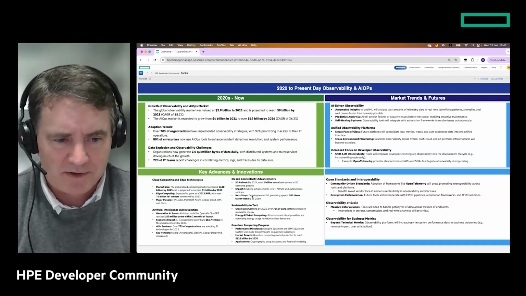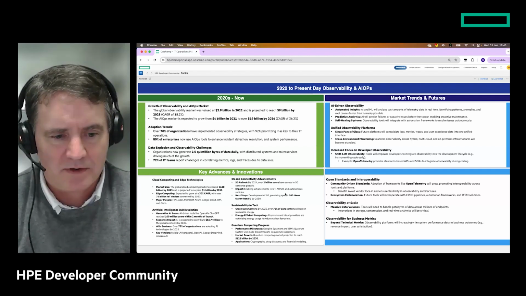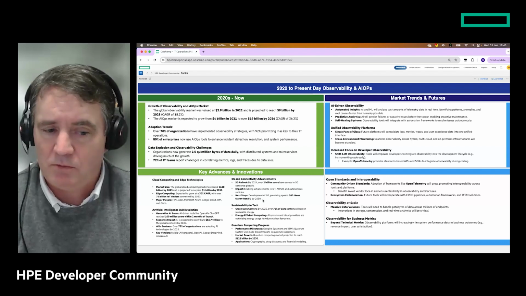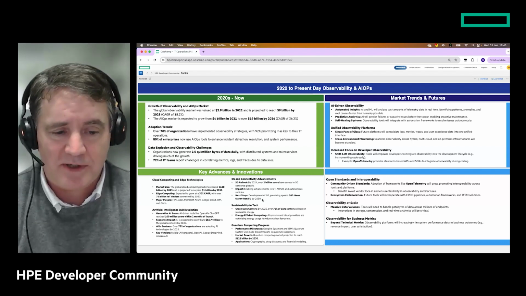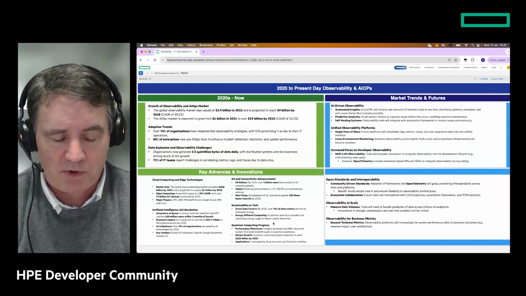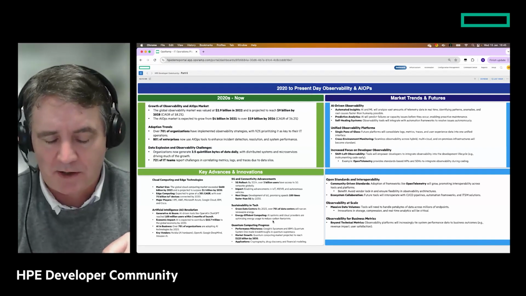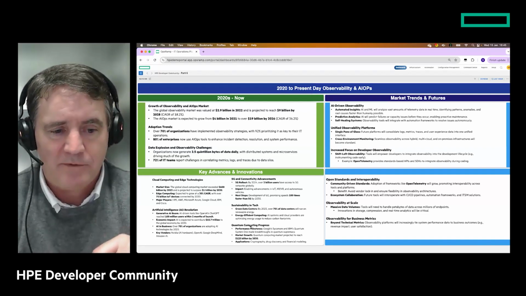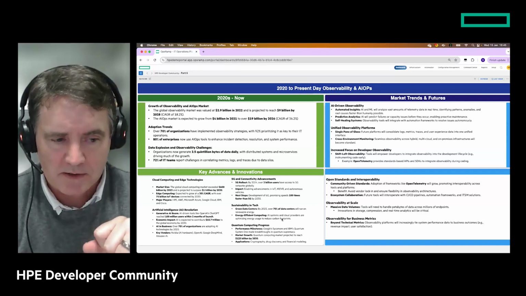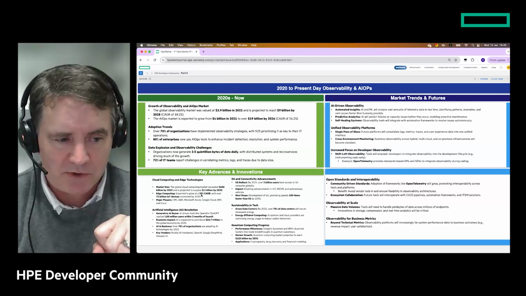Again, lots of advances and innovations that are relevant to where we are now. It's going to be interesting to see what's going on with quantum computing and large language models, how we can apply observability and AIOps techniques for these new technologies. That's what makes it really interesting.